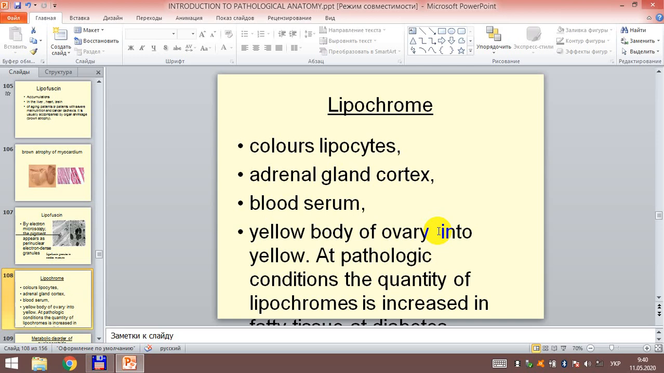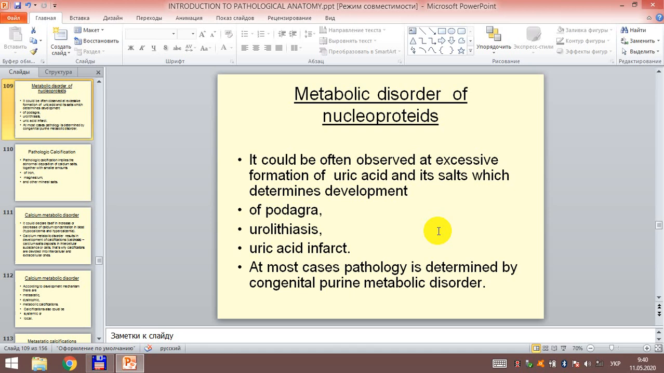Lipochromes color lipocytes, adrenal gland cortex, blood serum, and the yellow body of the ovary yellow. In pathologic conditions, the quantity of lipochromes is increased in different diseases. Metabolic disorder of nucleoproteins could often be observed at extensive formation of uric acid and its salts, which determines the development of podagra, urolithiasis, and uric acid diathesis. In most cases, the pathology is determined by congenital purine metabolic disorder.